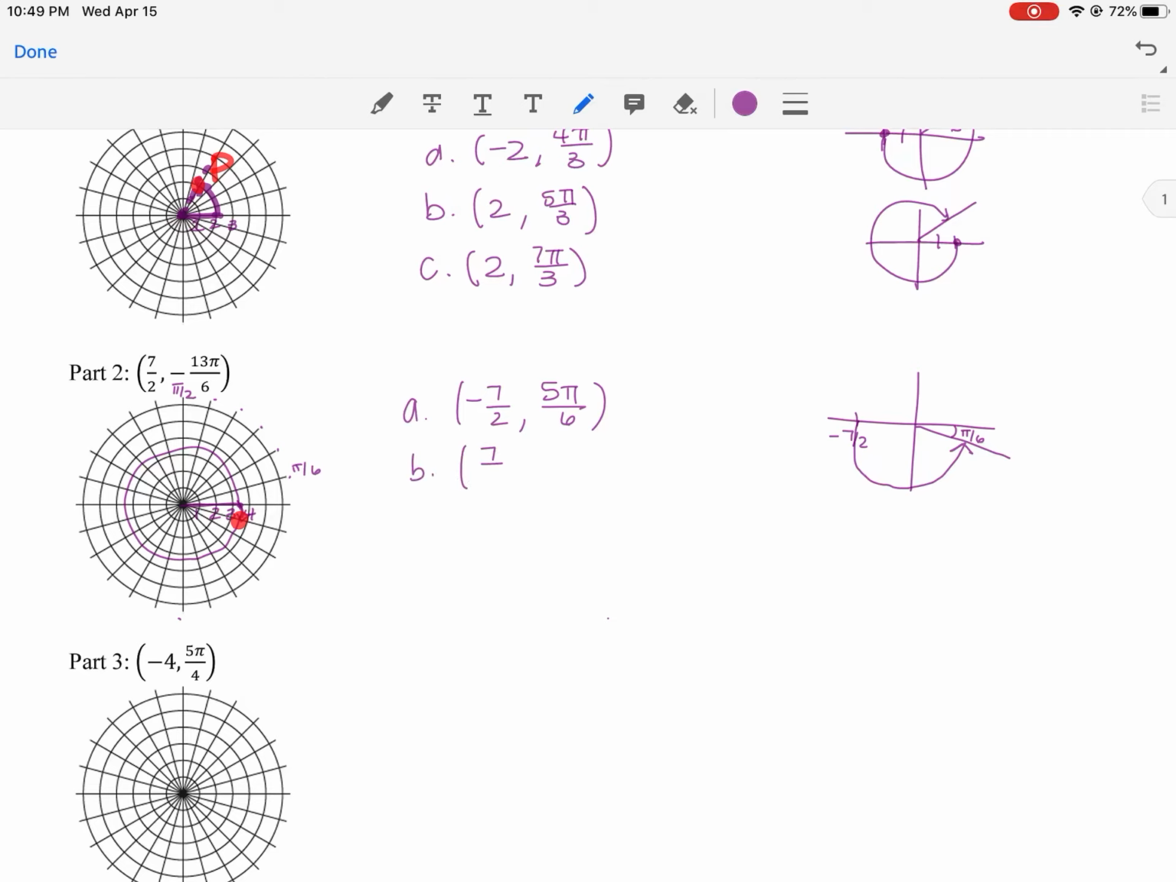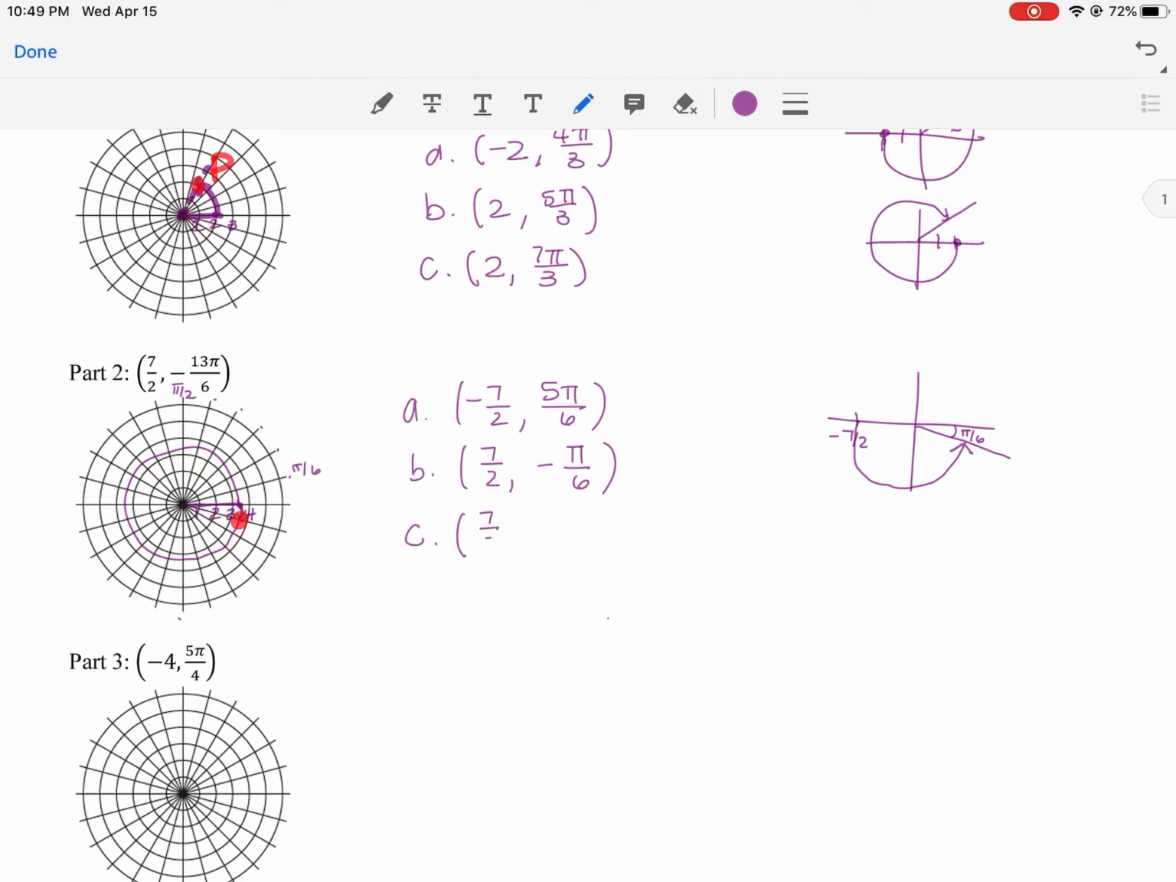If I start with a positive radius of 7/2, but I want to have now a negative angle, the easiest thing would be just to call it negative pi 6. I mean, you could do negative 13 pi 6, right? That'd be equivalent, but negative pi 6.